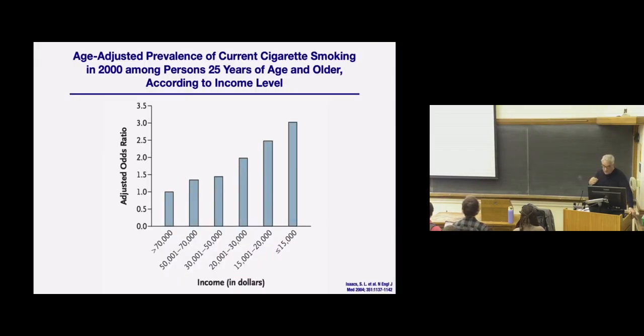Nevertheless, in terms of risk behaviors, here's the age-adjusted prevalence of current cigarette smoking. This was in 2000 among persons 25 years of age and older, according to educational level. And richer people are about a third as likely to smoke as poor people. And smoking is very deadly. It's really deadly. Though, if one or two of you are smokers, stopping is the best thing you can do for your health. Even better than finding a good partner, actually, is to stop smoking. So you can see the difference here. This is the adjusted odds ratio, probability of smoking, conditional on wealth, and the poor are 3 times more likely to be smokers than the rich.